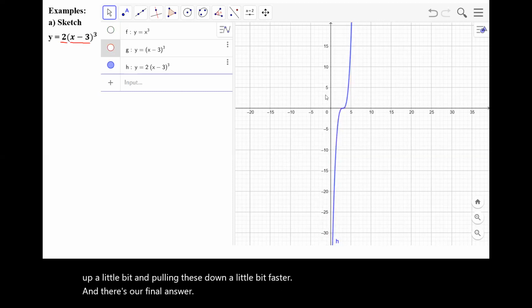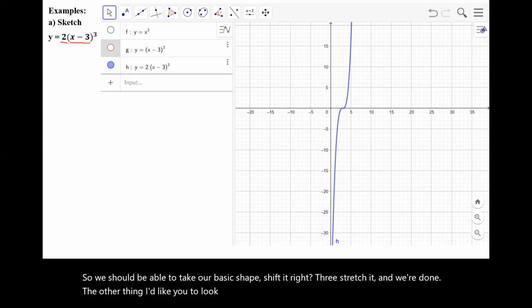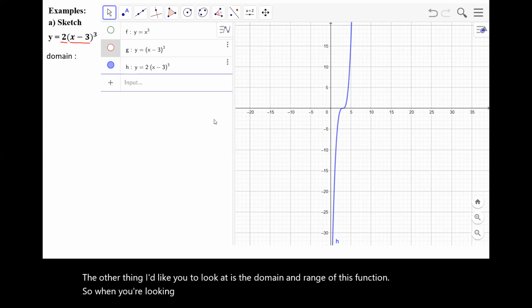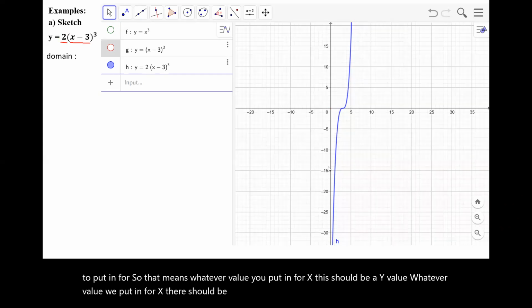So we should be able to take our basic shape, shift it right 3, stretch it, and we're done. The other thing I'd like you to look at is the domain and range of this function. So when you're looking for domain, you're asking yourself, is there anything I am not allowed to put in for x? No. So that means whatever value you put in for x, there should be a y value. So the domain, x is a member of the reals.